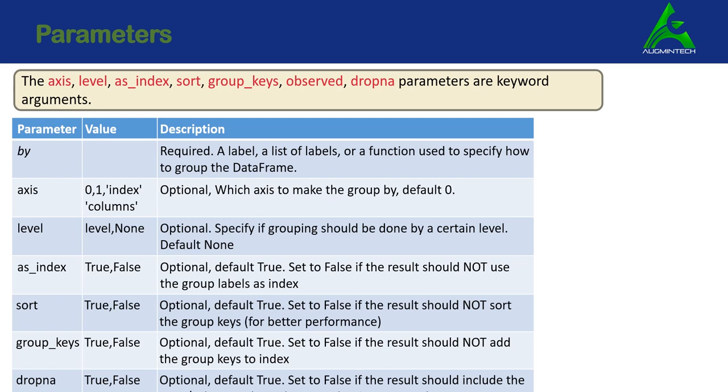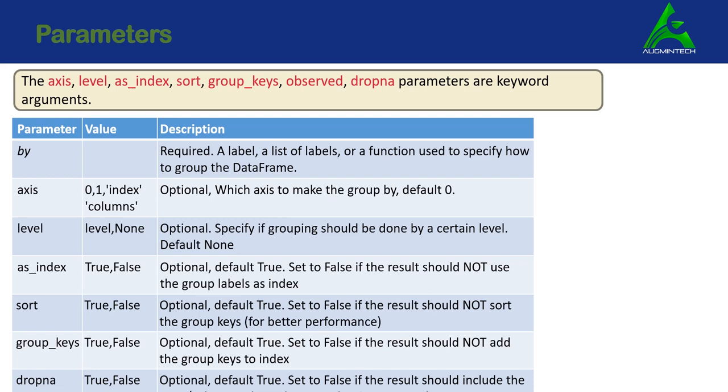Then we have parameter level, which could take the value as level or none, which is optional and it specifies if grouping should be done on a certain level, and the default value for it is none. Then we have as index, which could take the value true or false, but it is again optional and the default value for it is true, which is set to false if the result should not use the group labels as index. Then we have sort, which could take the value either true or false, optional, and true is the default value, and it is set to false if the result should not sort the group keys.